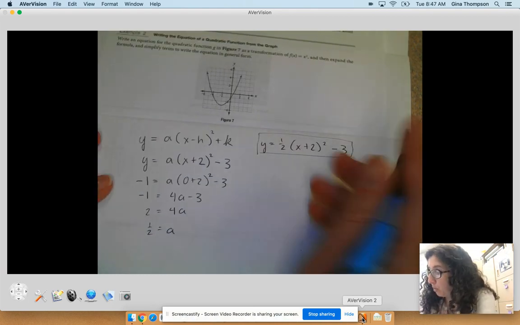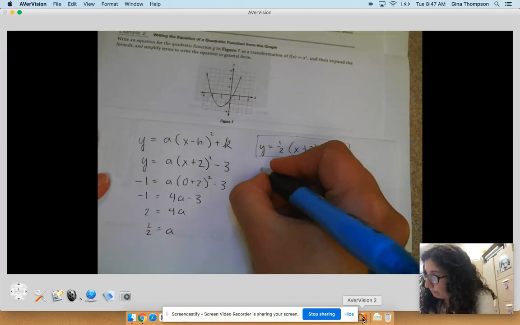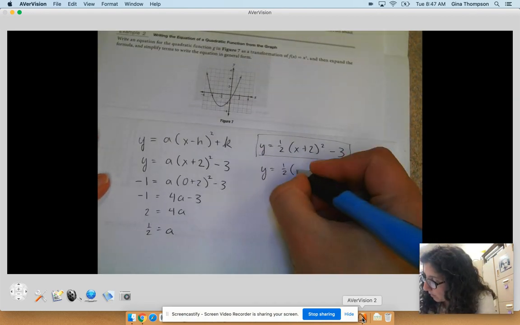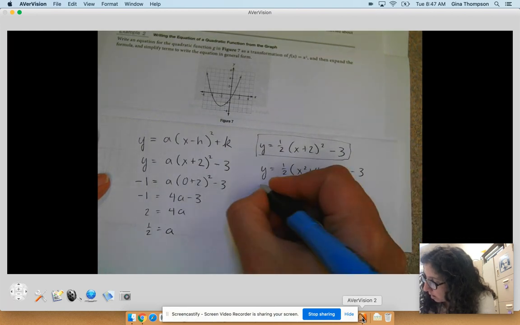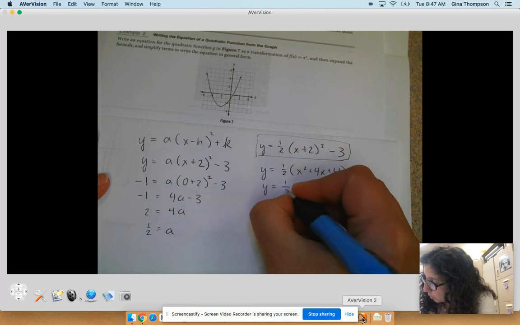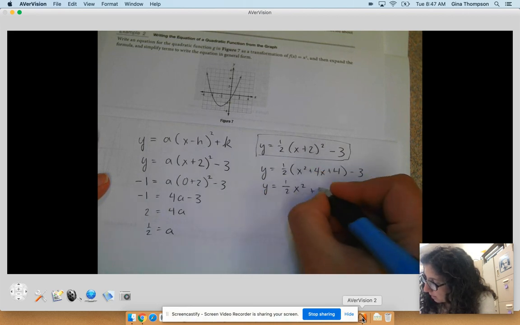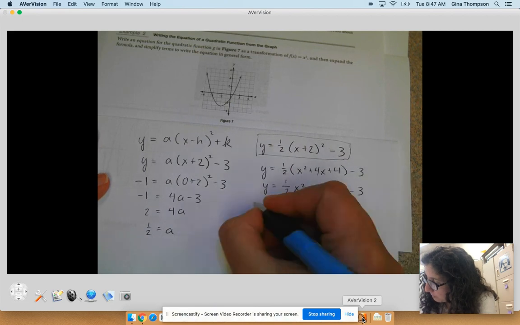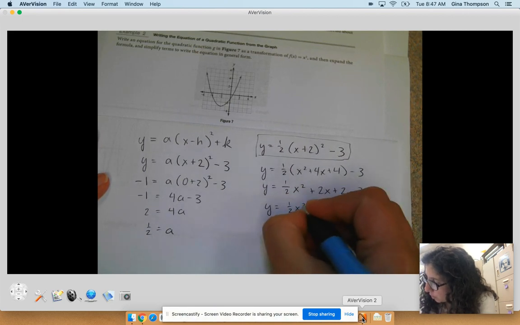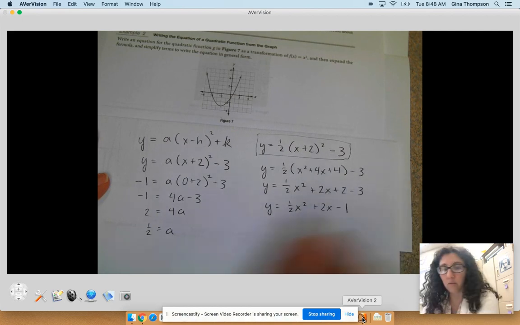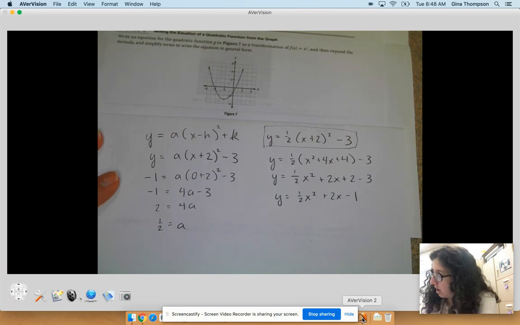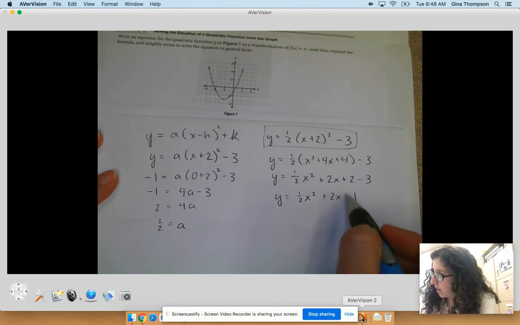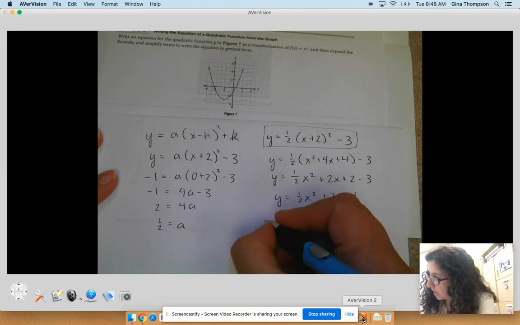Let's find the general form, meaning we have to multiply things out. So we'll have 1/2 times x squared plus 4x plus 4, minus 3. So we'll have 1/2 x squared plus 2x plus 2 minus 3. So we'll have 1/2 x squared plus 2x minus 1. So that would be the general form of this equation. And yeah, we can easily see the y-intercept is negative 1.